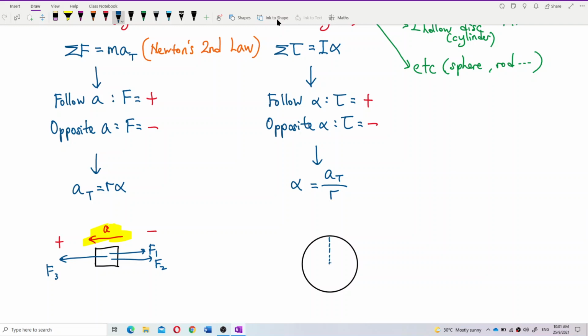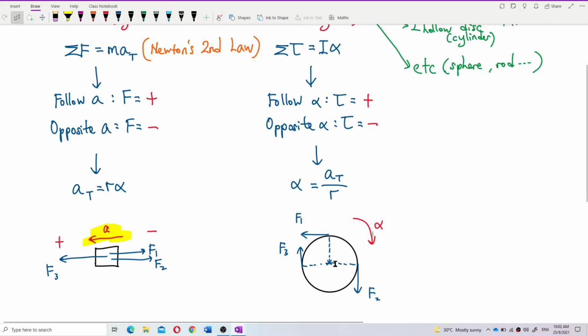Okay, maybe I put it like this. This is the center, the axis of rotation. I make it this way. Here we have F1, here F2, and here this is F3. However, the angular acceleration is clockwise. So let's look at what the torque is for each force.